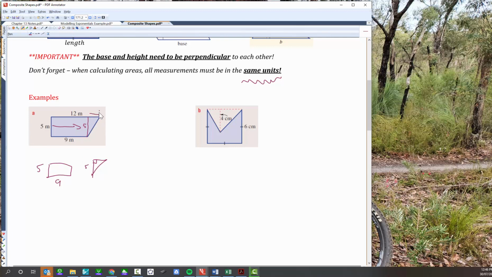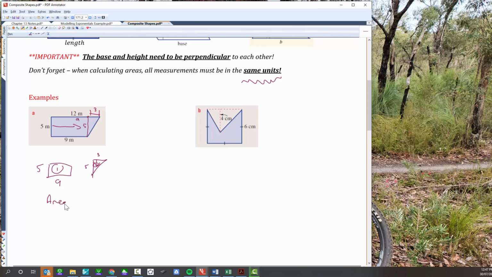Now, what's the base going to be? Do I know? Well, it's not listed there, but I actually do know what it will be. I know the distance from here to here is 9, so I know that the distance from here to here must also be 9. 12 is 3 more than 9, therefore this distance here must be 3. Right, so we're going to call this shape 1 and we're going to call this shape 2.